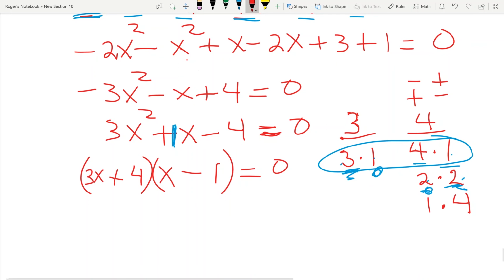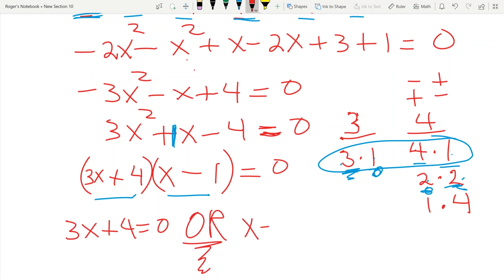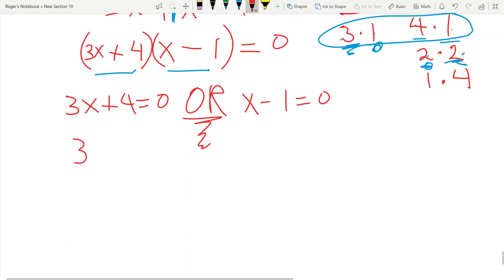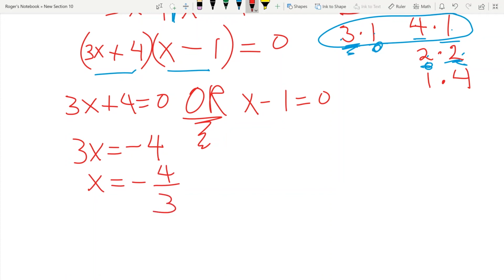This is a product of two factors, this times this, equal to 0. So either, number 1, 3x plus 4 equals 0, or x minus 1 equals 0. And in the first case, it would be 3x equals negative 4, or x is equal to negative 4/3. In the second case, x would be equal to 1. Now, are either one of these things prohibited? Is either answer no good?